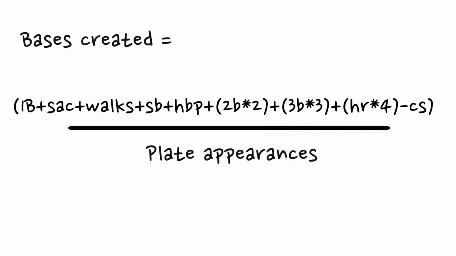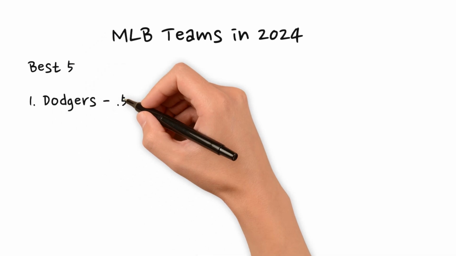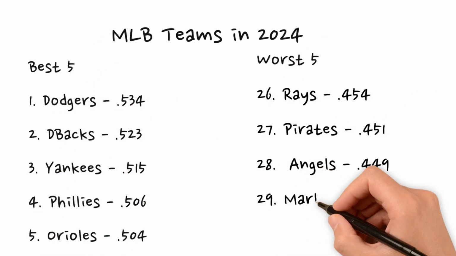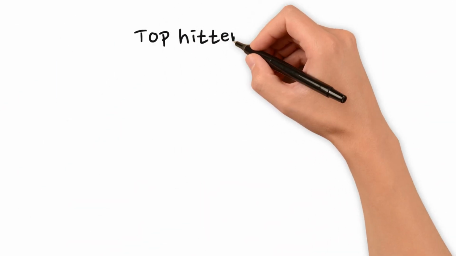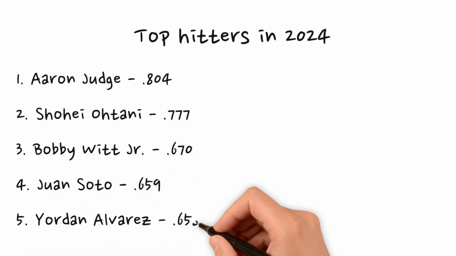And in case you are interested, here are the MLB teams and their numbers in this stat for the 2024 season. I have applied this to every qualified hitter for 2024, and here are the leaders for that as well. And I even created a bases created plus version of this stat for comparison to make it a little bit easier.